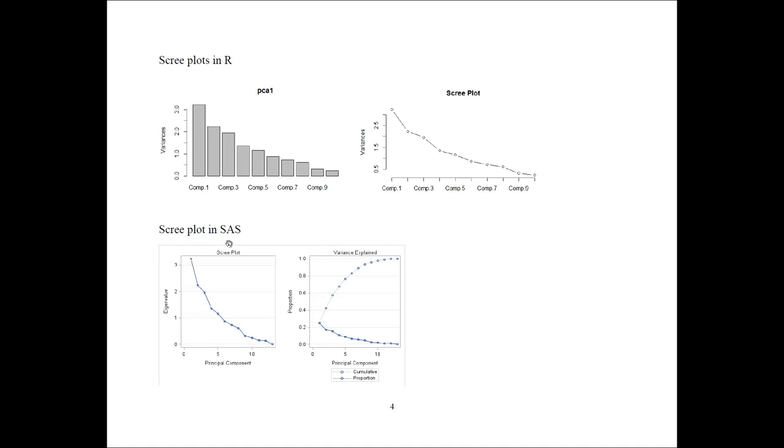This is the scree plot in SAS, same thing. You can look at the ones above 1. And here SAS also produces the variance explained. The first component explains about 25% of the variance. The second component was, well, less than 20%. The cumulative of this plus this is that point here, and so on. The third component explains that much of the variation, and cumulatively it is that much.